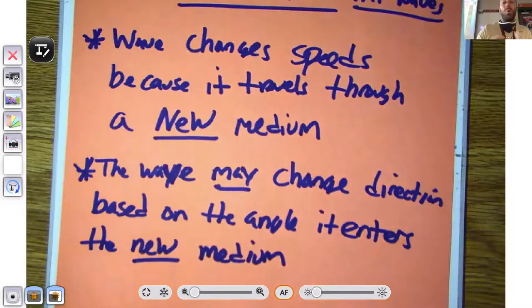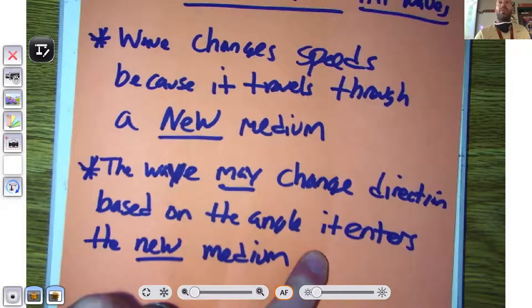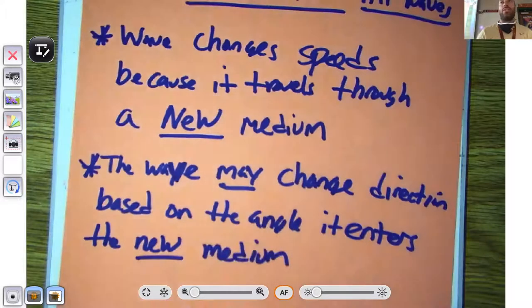Those are like the two big ideas that help us with refraction. Refraction is when your wave speed changes because the mediums that it's traveling through are different. Okay. And based on the angle that it's entering the new medium, we might get a change in direction of that light wave. So far, so good.